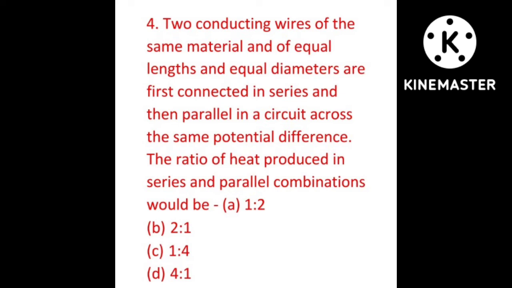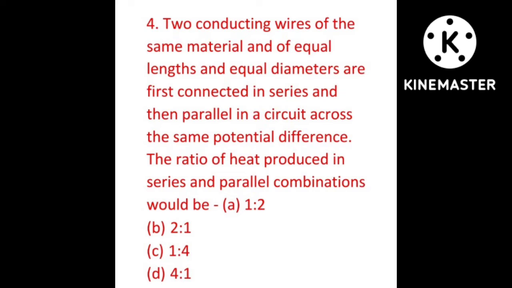Now we can move to question number 4. Two conducting wires of the same material and of equal lengths and equal diameters are first connected in series and then parallel in a circuit across the same potential difference. The ratio of heat produced in series and parallel combination would be, the options are A 1:2, B 2:1, C 1:4 and D 4:1.